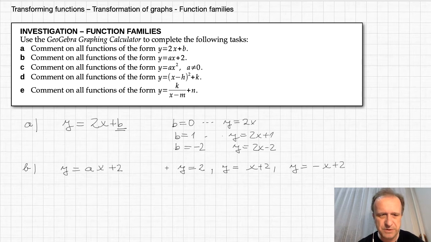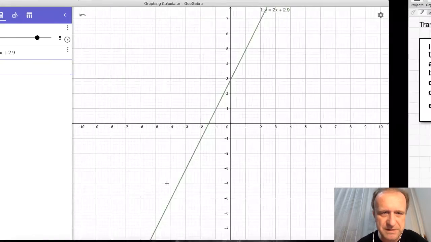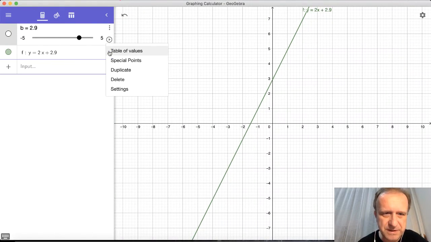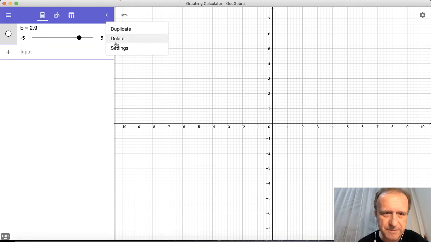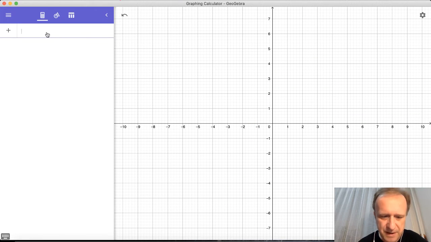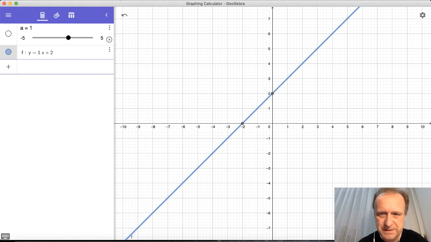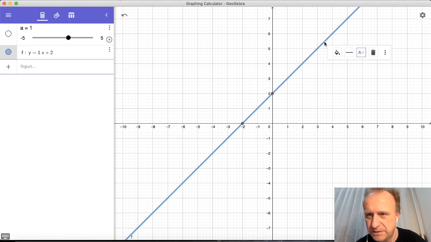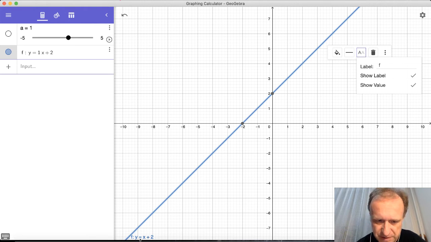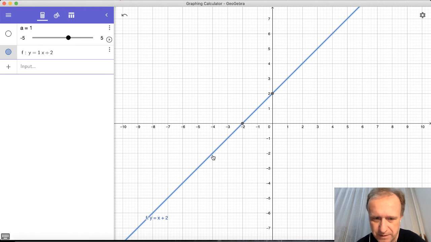So let us go back to GeoGebra and try to type in this family of functions. I will just delete the previously typed things, and now I need the slider a, and the function y equals a times x plus 2, like this. Okay, so this is the function. Again, let me tell the computer to show also the equation. Here it is, y equals x plus 2. We can move it somewhere to a more visible place. Okay, let it be here.